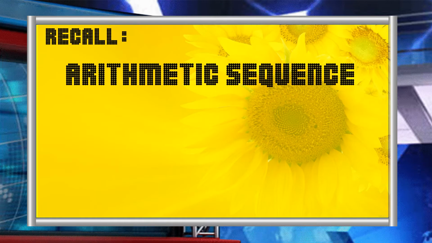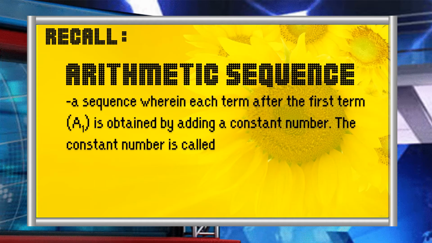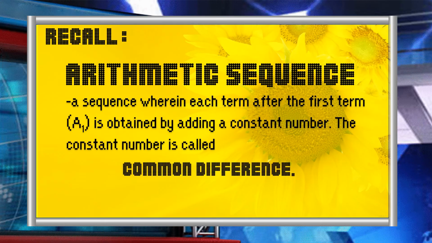Let us recall what arithmetic sequence means. It is a sequence wherein each term after the first, or the a sub 1, is obtained by adding a constant number. The constant number is called common difference.